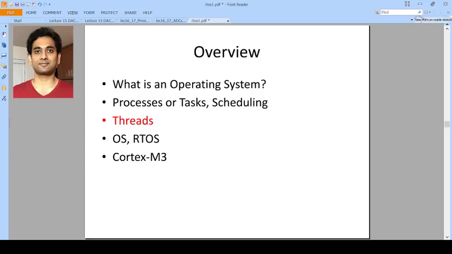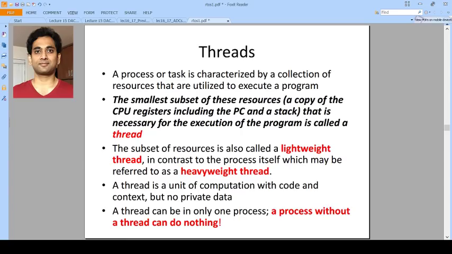So we looked at what an operating system is. At the core, an operating system is software that sits between the application software and the microcontroller hardware. The operating system is orchestrating and handling the job of multitasking, orchestrating different tasks, scheduling them, and so on and so forth. And in that process, we talked about what a task is and how tasks are scheduled by the operating system. Now let's look at threads. What is a thread? We will be using this term quite frequently, thread. Now let's try to understand that.